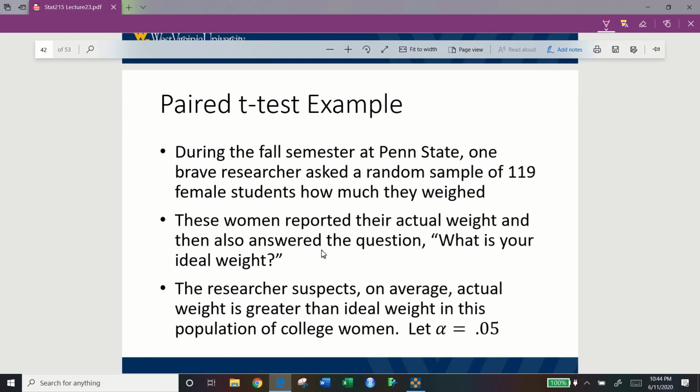Let's begin by taking a look at a paired t-test example. During the fall semester at Penn State, one brave researcher asked a random sample of 119 female students how much they weighed. These women reported their actual weight and then also answered the question, "What is your ideal weight?" The researcher suspects on average actual weight is greater than the ideal weight in this population of college women. We will let alpha equal 0.05.